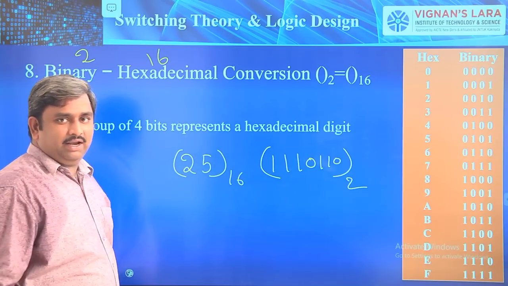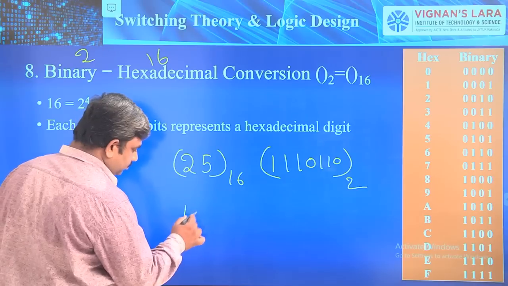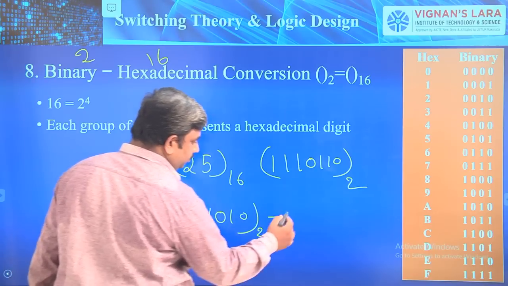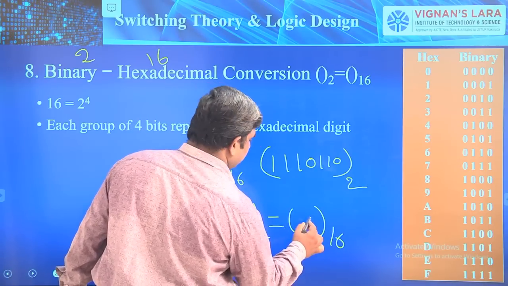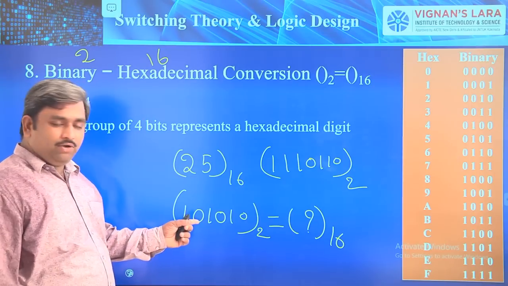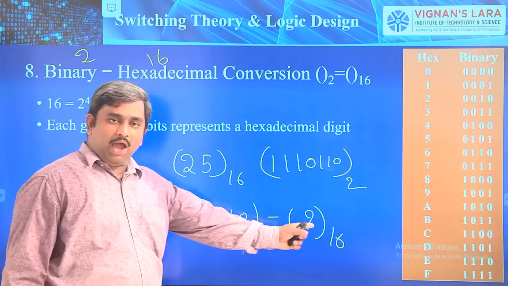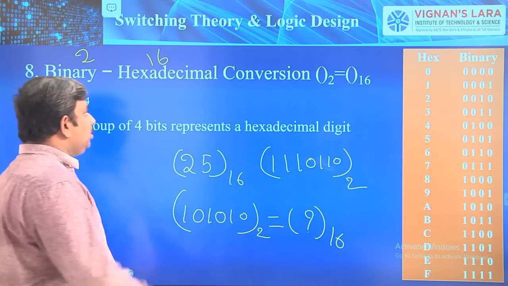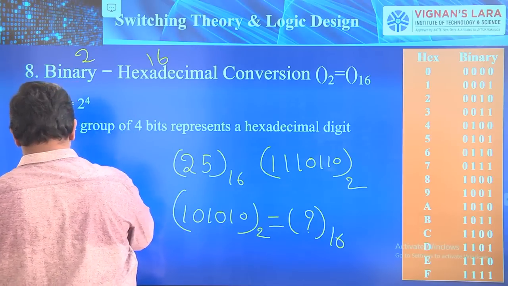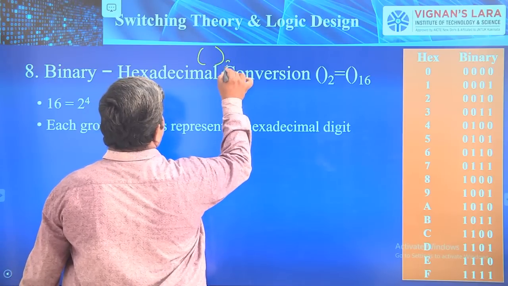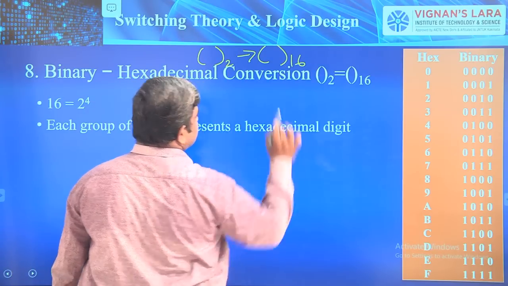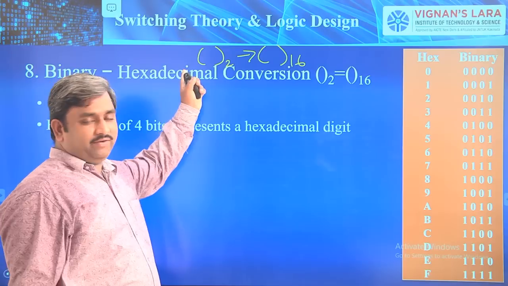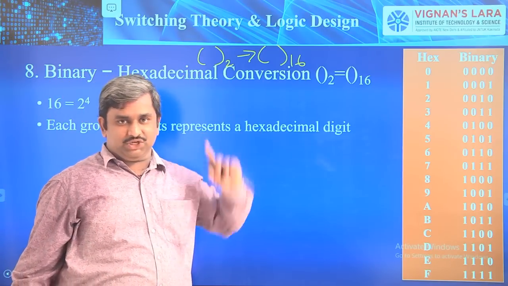This is the binary number representation. Now, I have some binary number in base 2, and I want to convert that number into the hexadecimal number system. So this is our main motto: base 2 to base 16 conversion. Simply, you can call it binary to hexadecimal conversion, or otherwise base 2 to base 16 conversion technique.